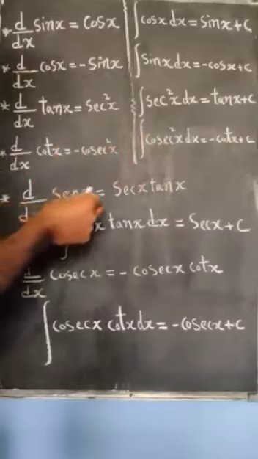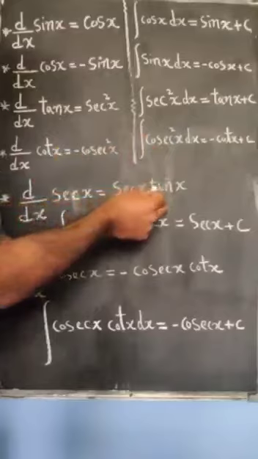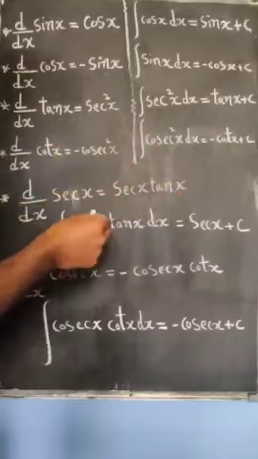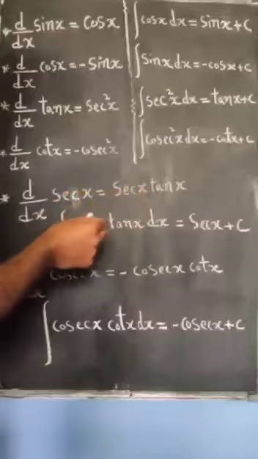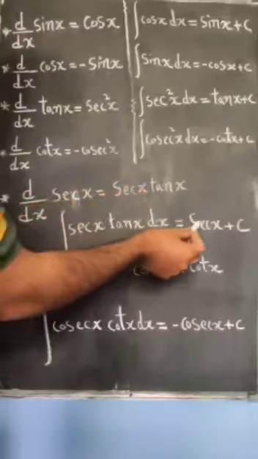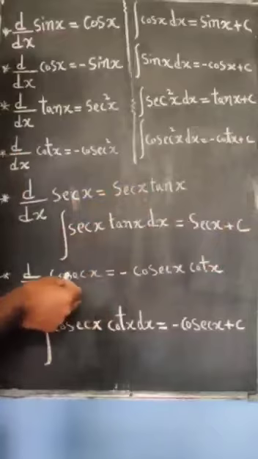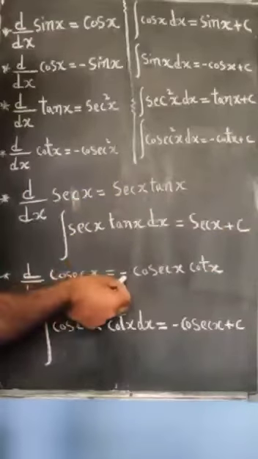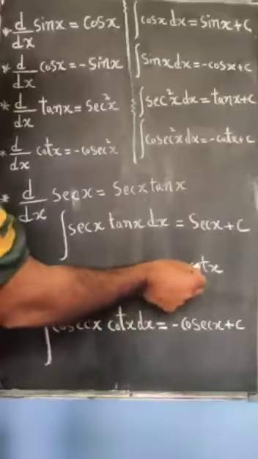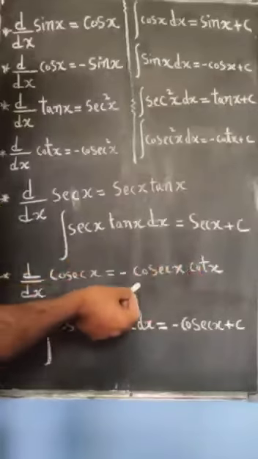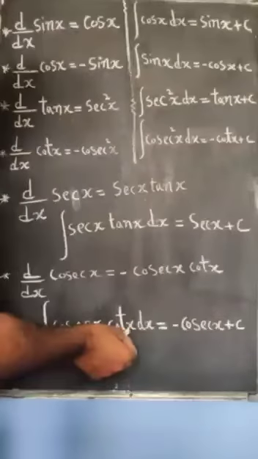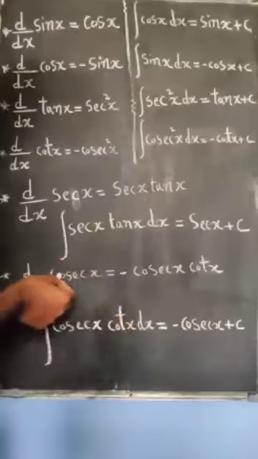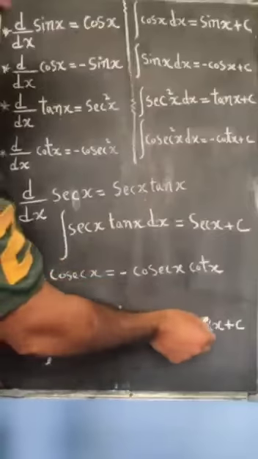Differentiation of secant x is equal to secant x tan x. That implies integration of secant x tan x is equal to secant x plus c. Differentiation of cosecant x is equal to minus cosecant x cot x. That implies integration of cosecant x cot x is equal to minus cosecant x plus c.